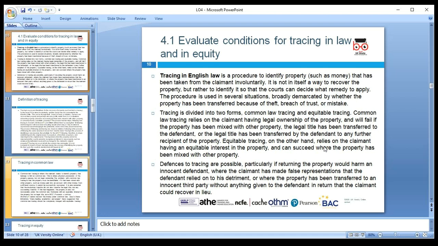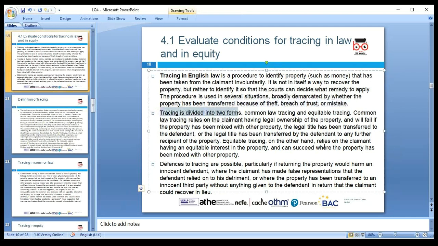Common law tracing relies on the claimant having legal ownership of the property, and the property being sold and mixed with other properties. Legal title is transferred to the defendant, and then to any further recipient of the property. Equitable tracing, on the other hand, relies on the claimant having an equitable interest in the property.